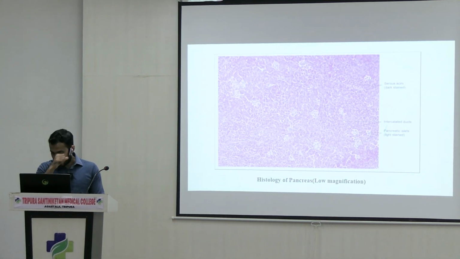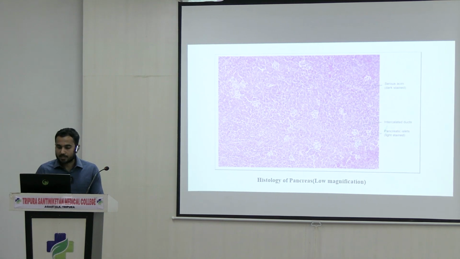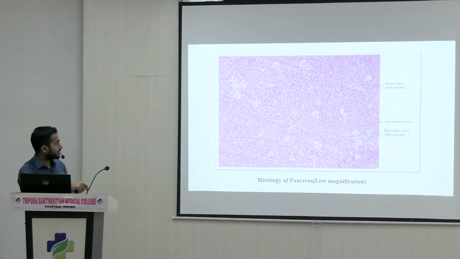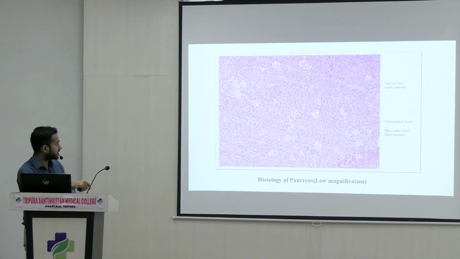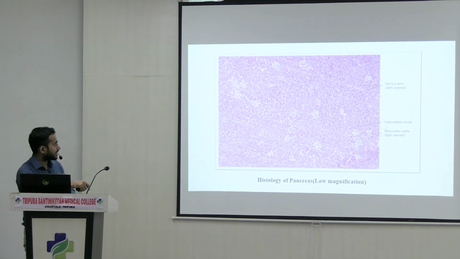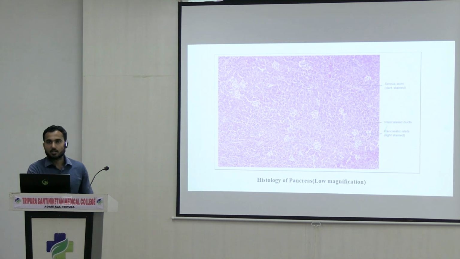Next, this is the histological diagram of the pancreas under low magnification. What you can see over here, can you see the acini? Most of this part is made up of acini. In between that, can you see pale staining areas? These are the pale staining areas. These pale staining areas are nothing but the islets. Under low magnification, that much can be seen.